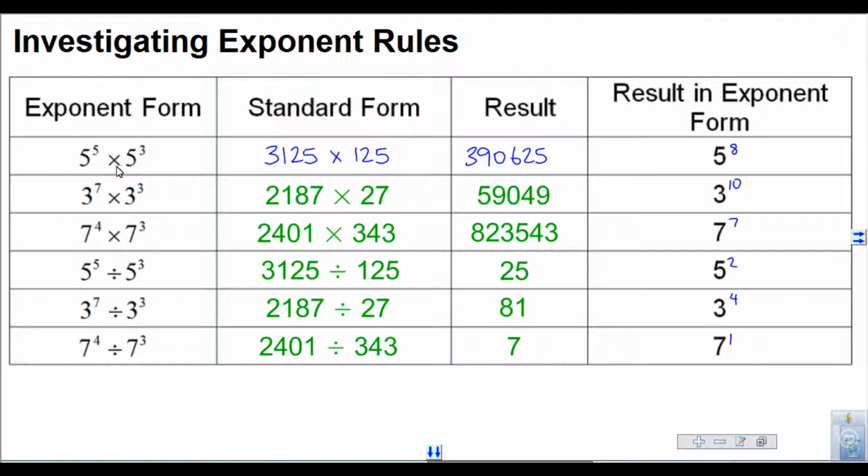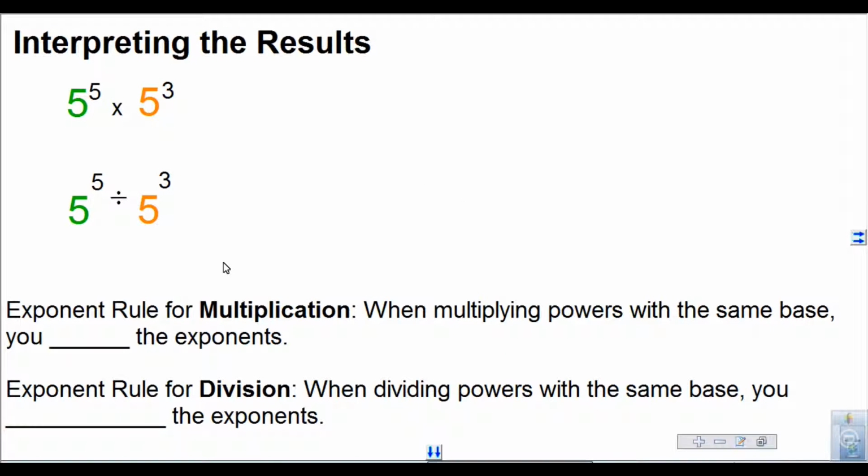When we have powers that multiply, and they have the same base, so you notice that they both have a big 5, then that means we add the exponents. And similarly here, if we have powers of the same base and they're dividing, we subtract the exponents. So let's just take a look at what that actually means.